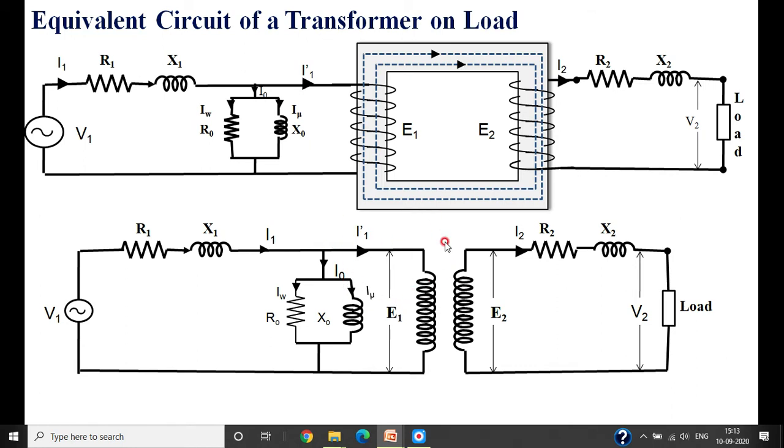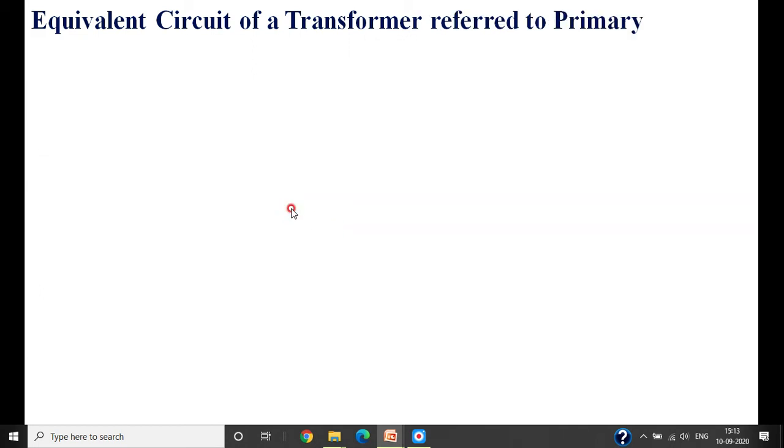Further, I want to simplify this particular circuit, because the circuit is still isolated. I want one particular circuit for easy analysis. Therefore, what I am interested in is either transferring R2 and X2 to the primary side, or transferring all these parameters to the secondary side, for easy analysis of the circuit. That is why I am calling this the equivalent circuit of a transformer referred to the primary.